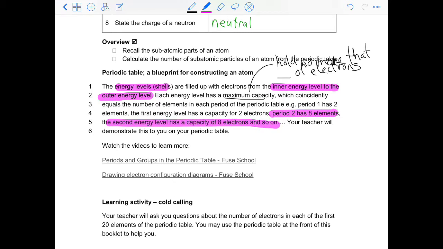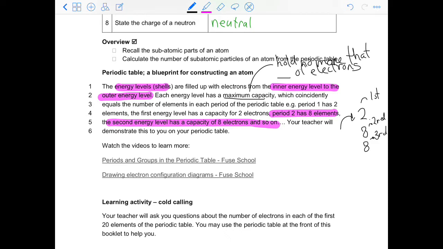So if I say there are 8 elements in the third period of the periodic table, how many electrons would you guess would be in the third shell of an atom? If you said 8, well done. So you will remember 2, 8, 8. This is what you need to remember to fill up those shells. So 2 is the first shell, 8 is the second shell, and 8 is the third shell.